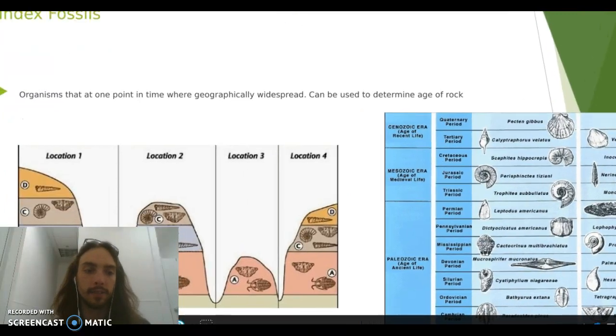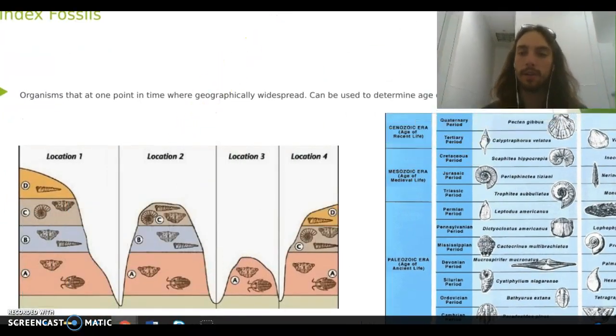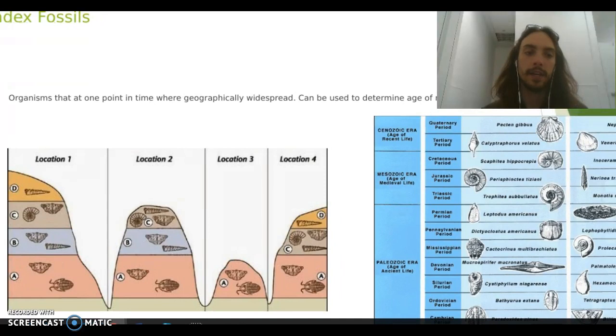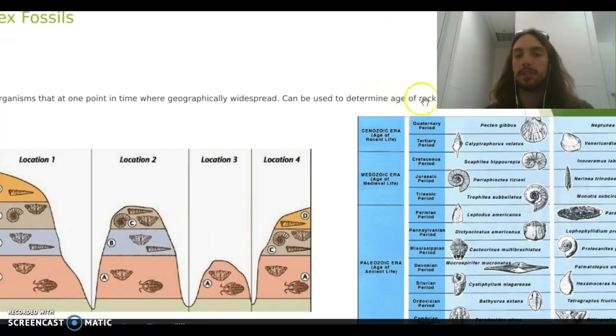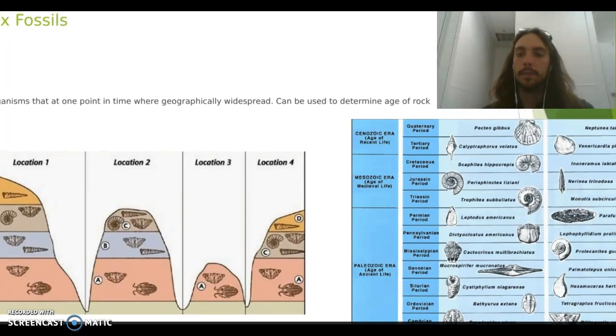I love index fossils. So the important thing to know about index fossils is that they're organisms that at one point in time were geographically widespread, and they can be used to determine the age of the rock. So a lot of them had distinguishing factors as well. So we have index fossils that are alive today that have changed very slowly over a long period of time. So we can look at their life cycle and determine where in a certain area of rock they are, how old that rock is. So an example is a trilobite.